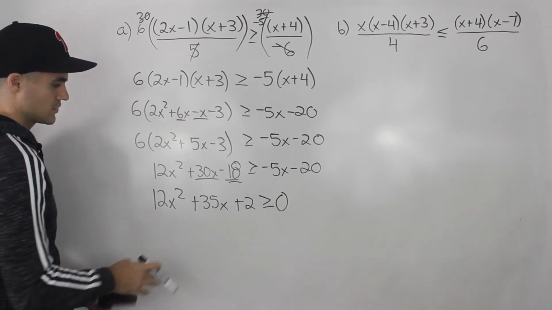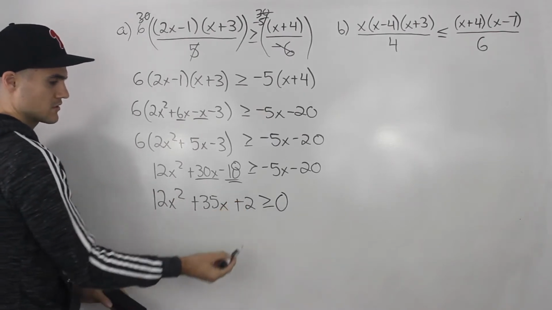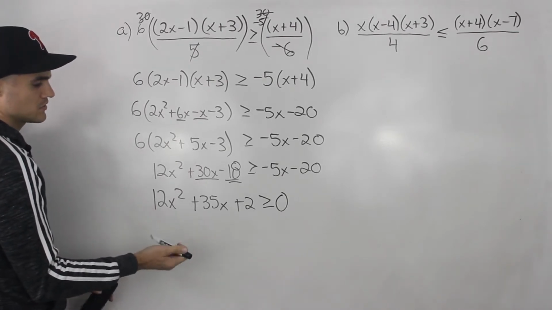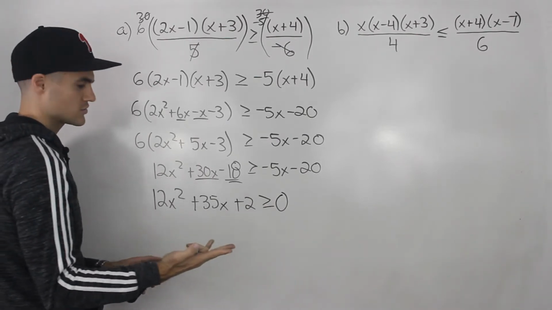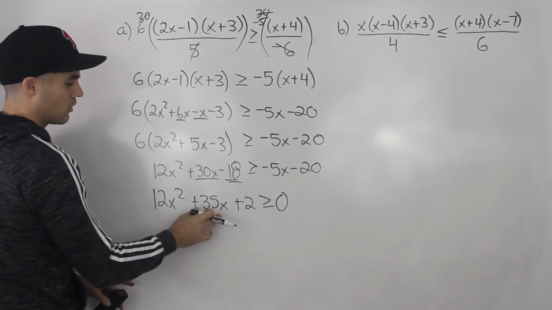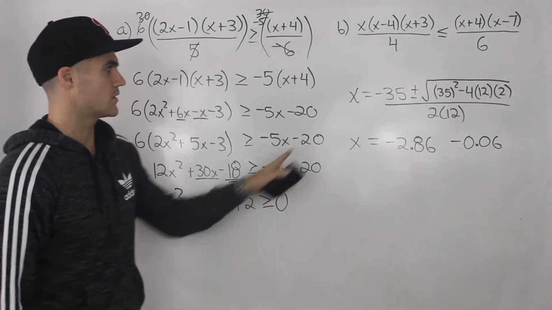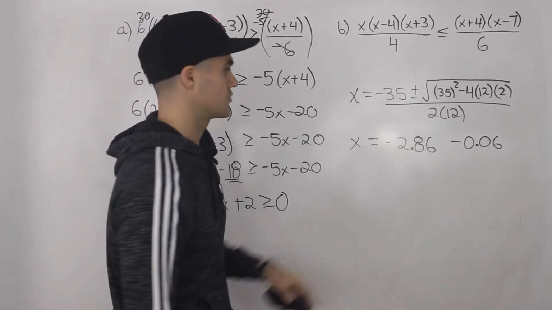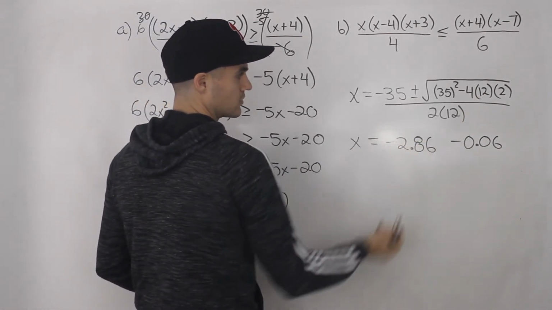And now what you want to do is check if you can factor this. Notice how we can't take anything out, no constants, no variables either, because this 2 has no x attached to it. And notice how it's not going to factor smoothly either. Because if we take 12 times 2, that's 24, two numbers that multiply to 24 and add up to 35, that's impossible. So at this point, the only tool we have left to use is the quadratic formula. So if we continue this question over here, plugging in the a, b, c values into the quadratic formula, doing all that algebra, you end up getting x equaling negative 2.86 and x equaling negative 0.06.